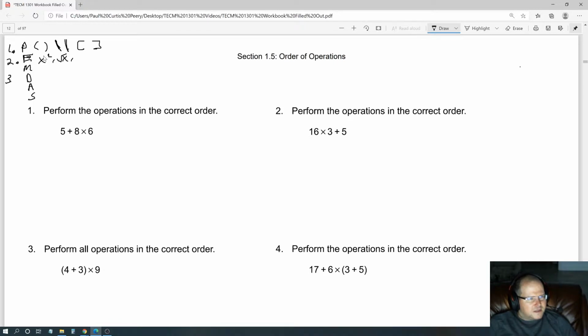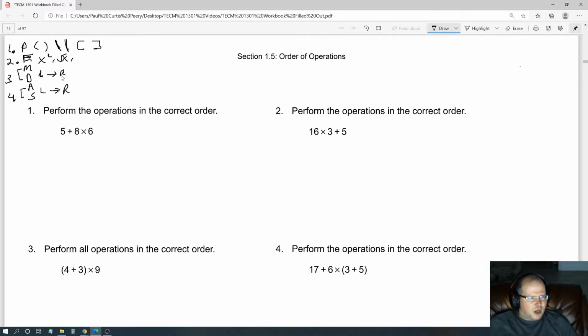Third, and this is a little bit more complicated, is M and D, which stands for multiplication and division. And in this case, you deal with whichever comes first from left to right. So if you see multiplication first from left to right, the same direction you read English, then you would do multiplication first. If you see division first, you would do division first. Then we go into the fourth step, and we do addition and subtraction, which is from left to right again. We do whichever comes first, either addition or subtraction. Okay, so here we go.